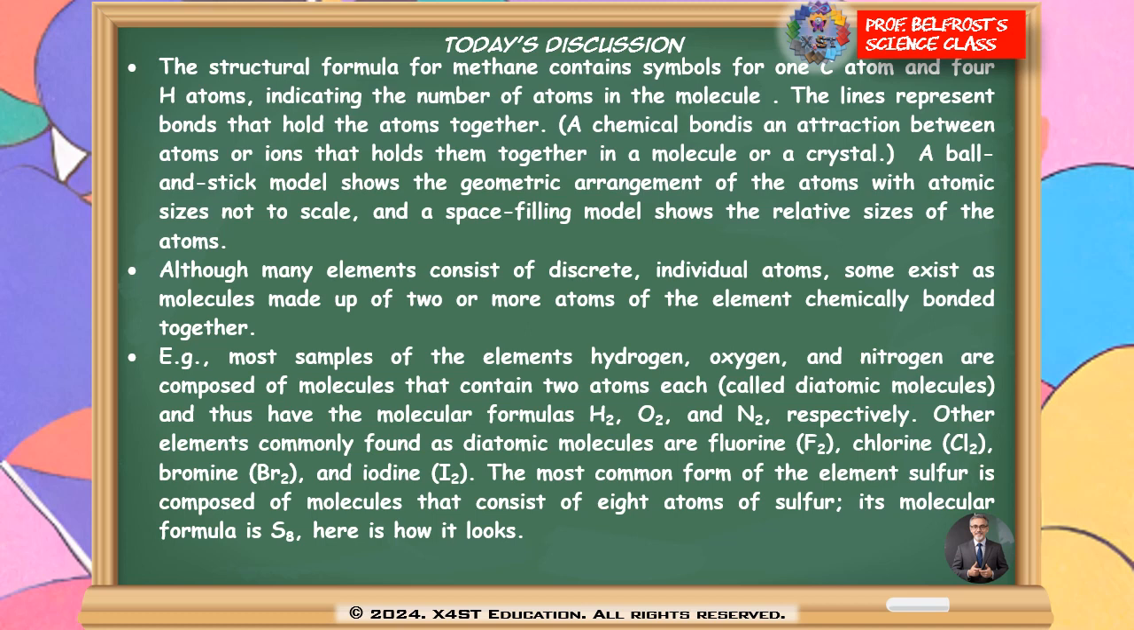A ball and stick model shows the geometric arrangement of the atoms with atomic size not to scale, and a space filling model shows the relative size of the atoms. These are respectively C and D, which are shown in the previous slide.